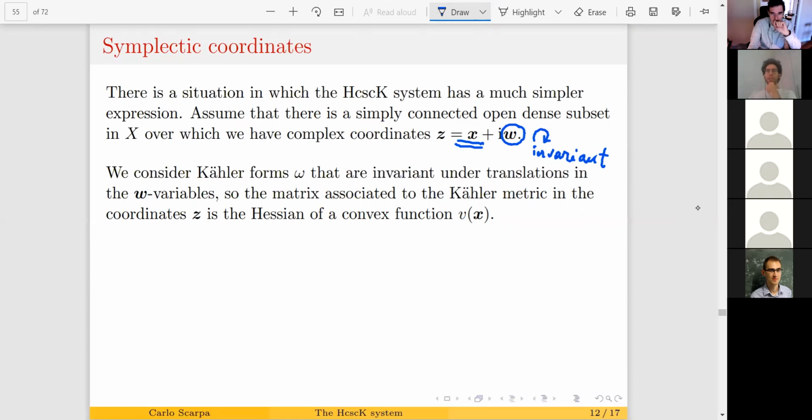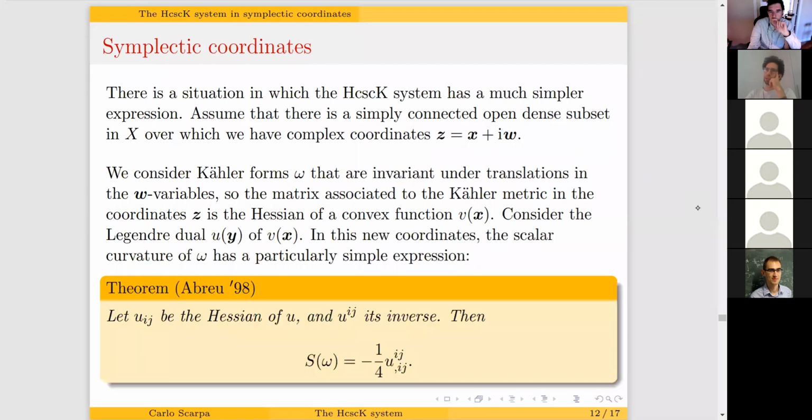Okay, in particular, if we consider a Kähler form that depends just on x, then in this system of coordinates we can describe omega as having a local potential. And the matrix of the metric will be the Hessian of this convex potential. It is an observation by Abreu that if we now consider the Legendre dual, so let's call U the Legendre dual of this potential for the Kähler form, then the scalar curvature has a particularly simple expression.